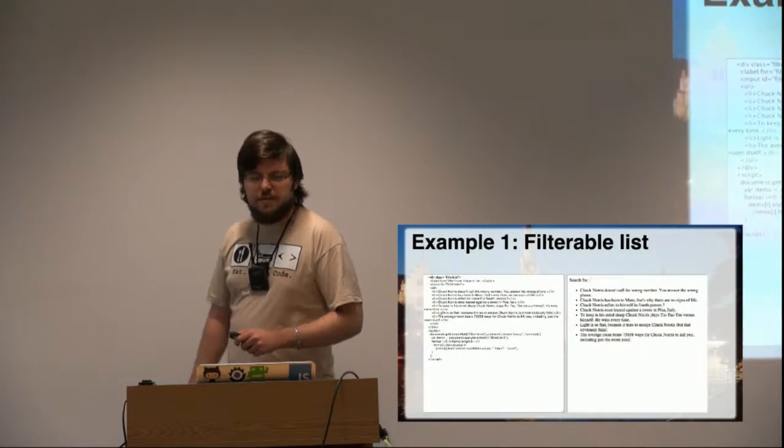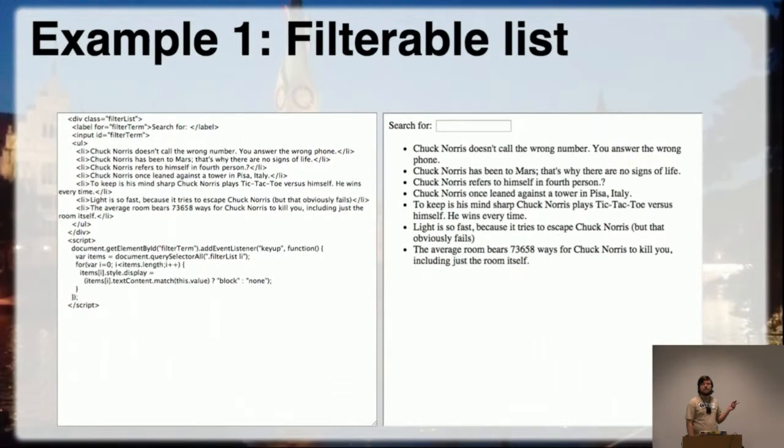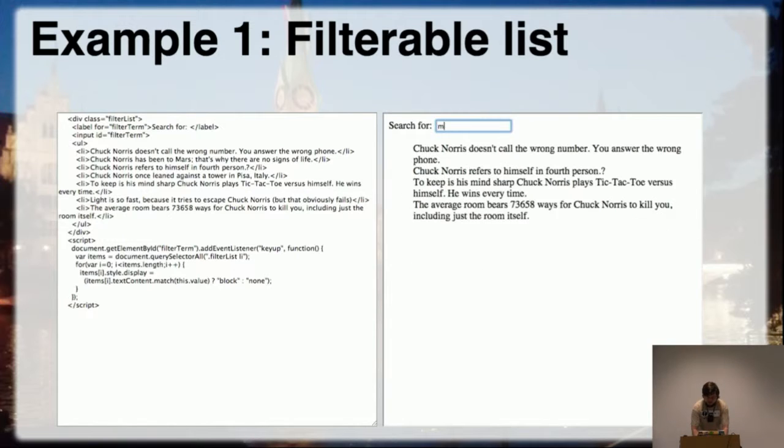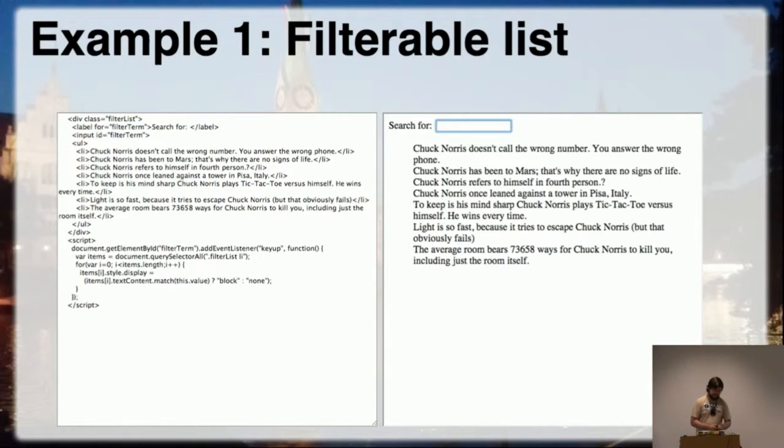So here comes a problem. This example, I hope you can read it. Is there anyone having trouble reading this? No, that's good. So basically, all I want is a filterable list that is very common these days. So I want a Chuck Norris joke about Mars, and oops. Yeah, wonderful. And that should be easy, right?